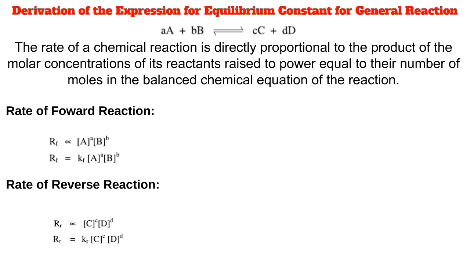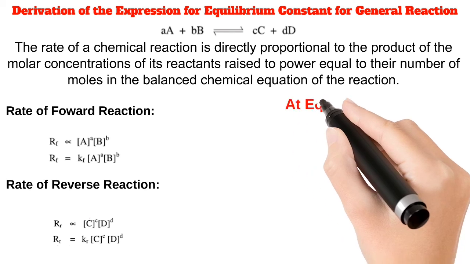Removing the proportionality constant, Rr is equals to Kr multiplied by molar concentration of C and D having their number of moles in their powers, where Kr is the rate constant for reverse reactions.